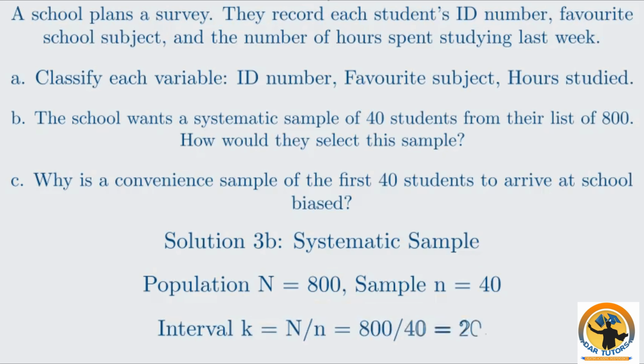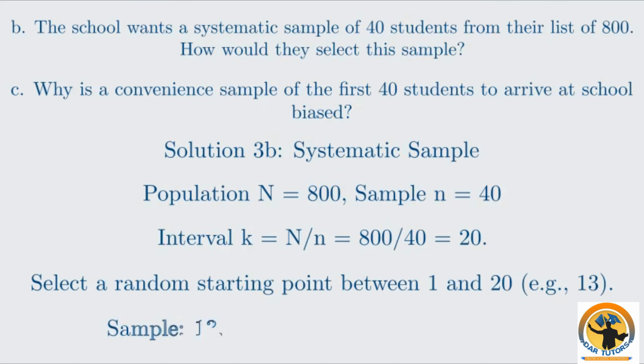Now for Part B. The school has 800 students. We want a systematic sample of 40 students. To find our interval K, we divide the population size, 800, by the sample size, 40, which gives us 20. So, we will sample every 20th student. We need a random starting point between 1 and 20. Let's use 13. The sample would then include students 13, 33, 53, and so on, until we have 40 students.